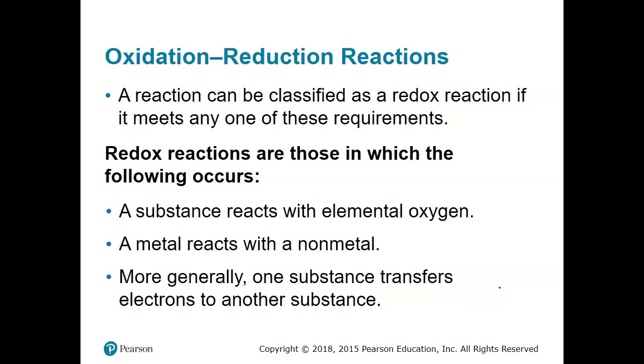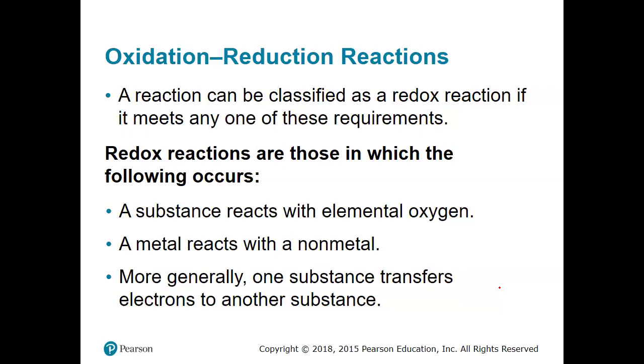So anytime anything reacts with elemental oxygen, that oxygen is stripping electrons off of that other substance and turning it into either a positive ion or at least an element that has the tendencies of something that is electron deficient. So that's one telltale sign.